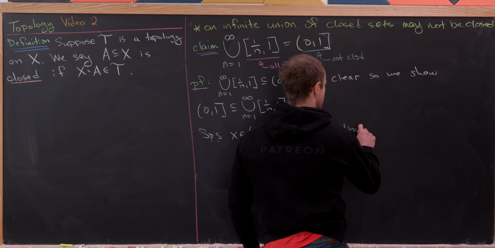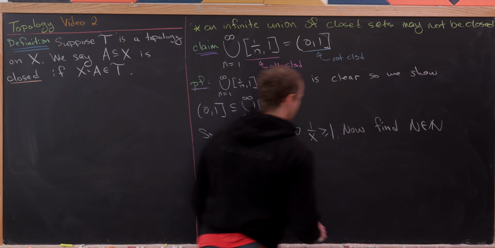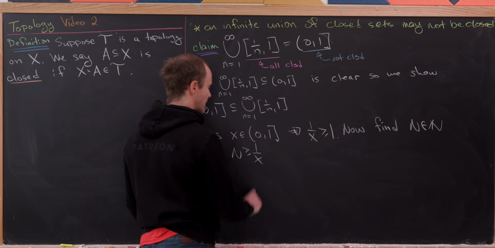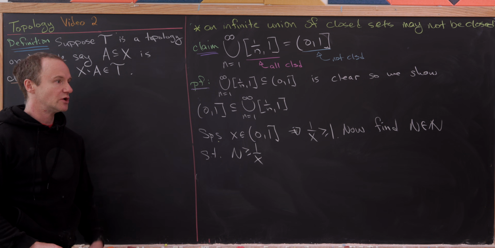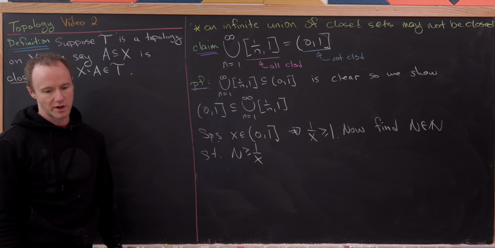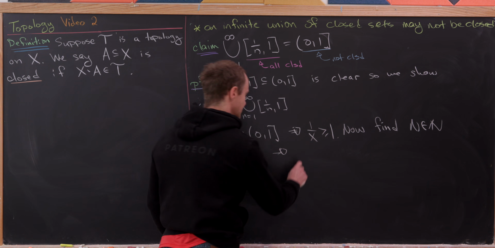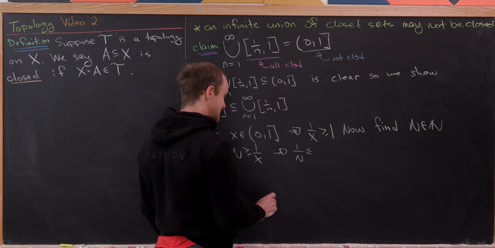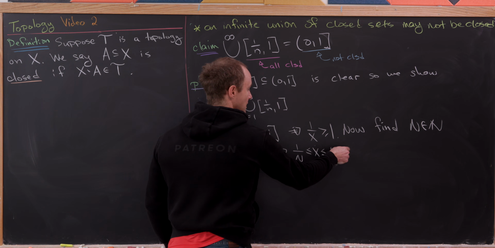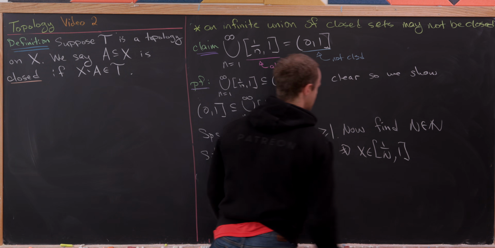Okay, so now let's find some natural number, which I'll call capital N, such that capital N is in fact bigger than or equal to 1 over x. This is by the so-called Archimedean principle. We can always find a natural number larger than any given real number. Our given real number here is 1 over x. But now if we take the reciprocal here, what we see is that 1 over N is less than or equal to x, which in turn is less than or equal to 1.